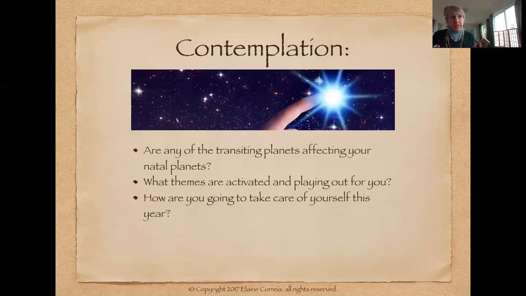So now you've got a little bit of a feeling for what you're looking for. Go ahead and take your chart and compare it to these charts. You're going to have these slides, so you can compare your chart with these slides and make notes of what planets are affecting your natal planets, and what themes are being activated and playing out for you by these activations.